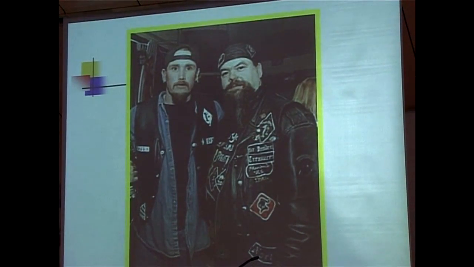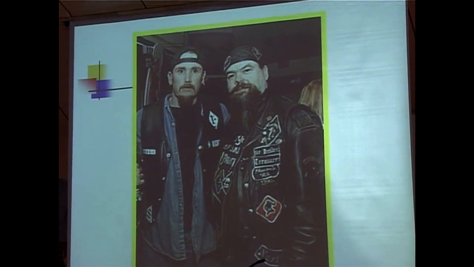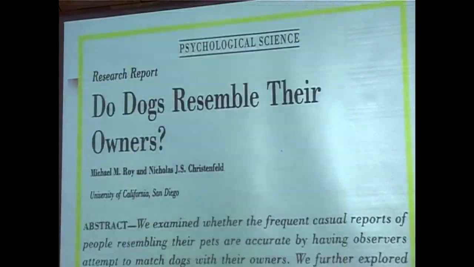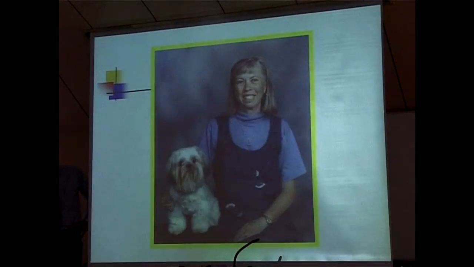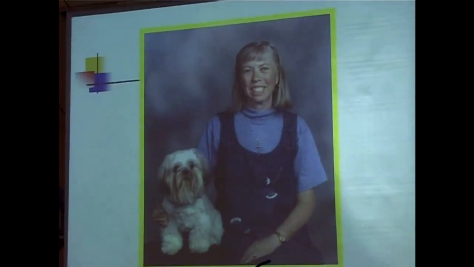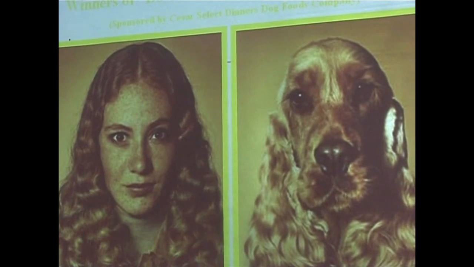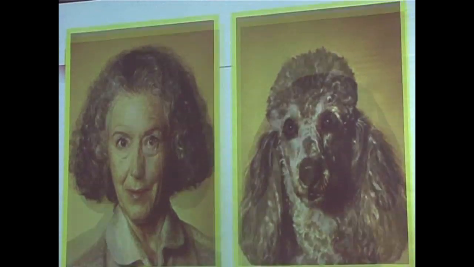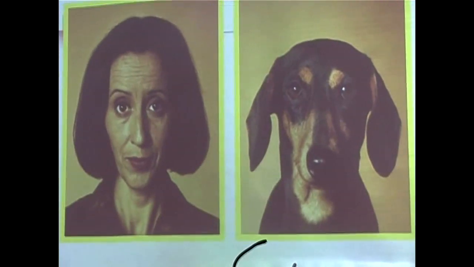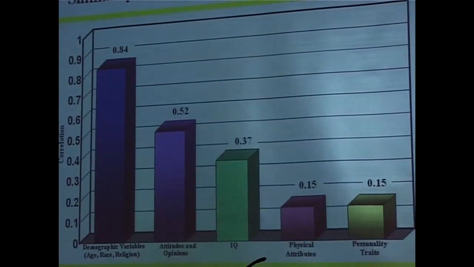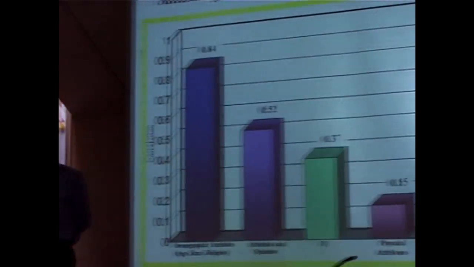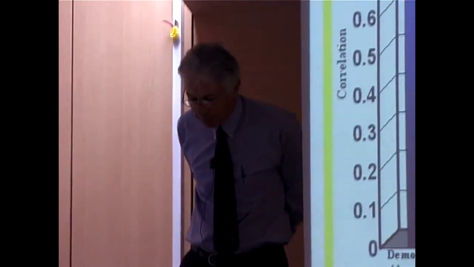These are just friends, I guess, and more friends. Biker guys. I guess they look alike. They're certainly dressed alike. And there's actually a report on whether dogs resemble their owners, and yes, they do. How about that one? Pretty similar. Anyway, the point is that similar people sort of coalesce together, whether it's animals or not.